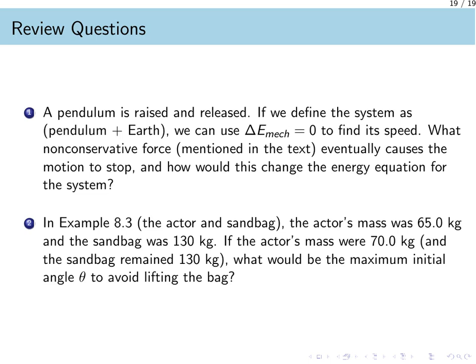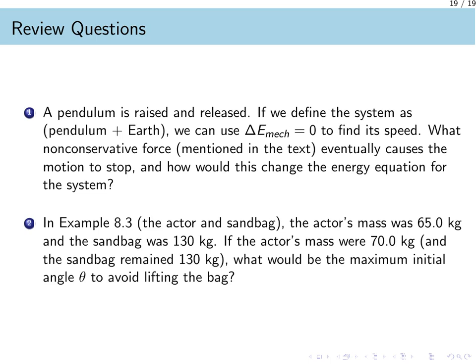This slide provides 2 review questions. The first question considers a pendulum. If the system is the pendulum and the Earth, we can use conservation of mechanical energy. However, air resistance is a non-conservative force that will eventually stop the pendulum. To account for this, we would have to use the full conservation of total energy equation, which includes a term for the change in internal energy, delta E int. The mechanical energy would be transformed into thermal energy in the air and the pendulum.